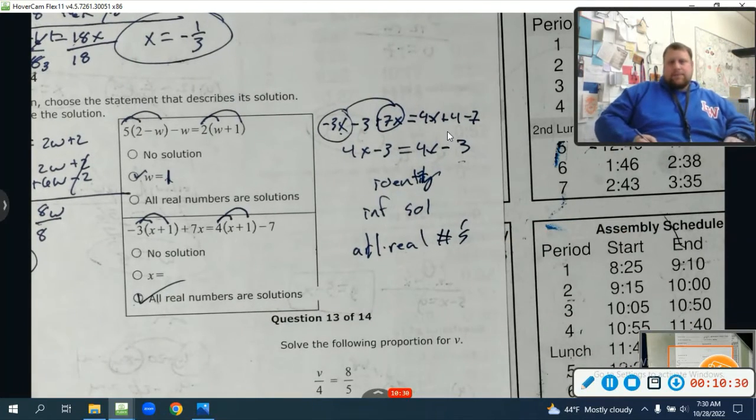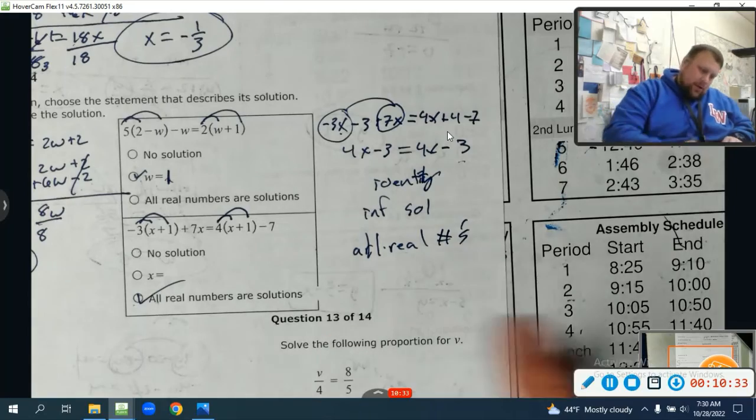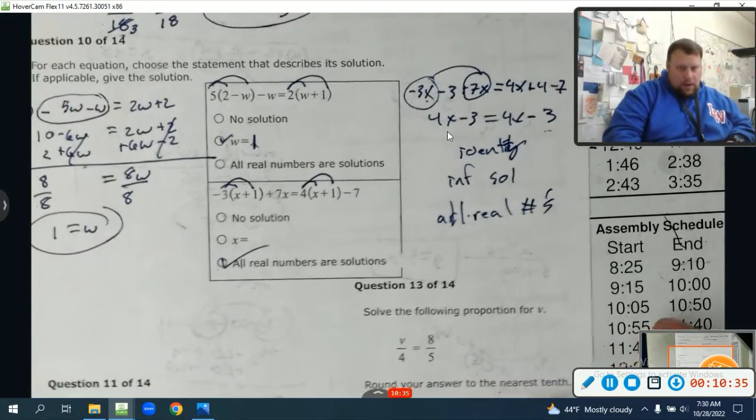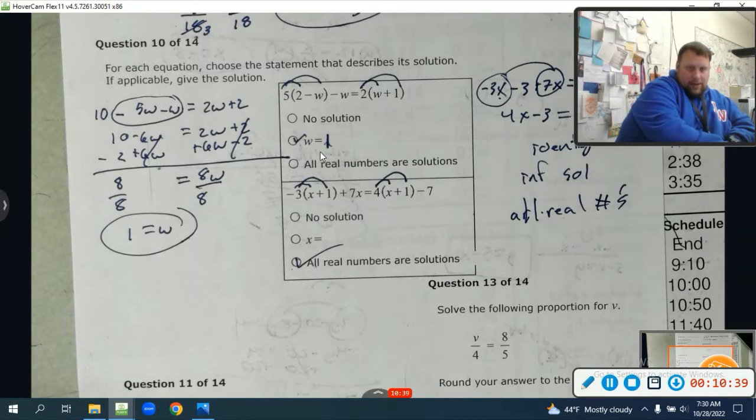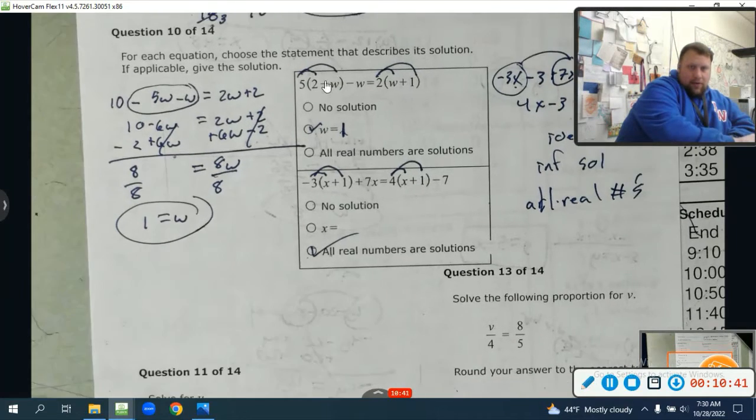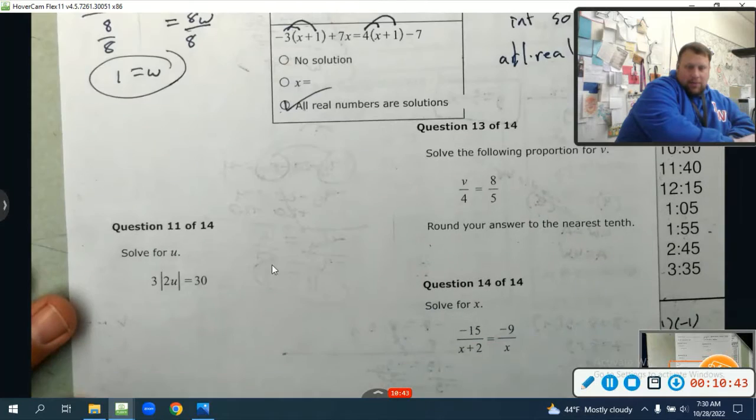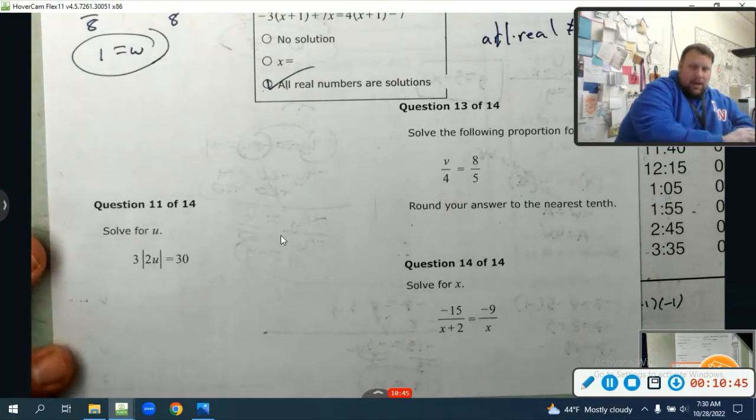Boom. Look at that. And there's the work to back it up. Okay, let's go down to 11. Now, you may have worked this out and tackled it in a different order because I kind of mixed things together to get them on one page, but there we go. Absolute value.